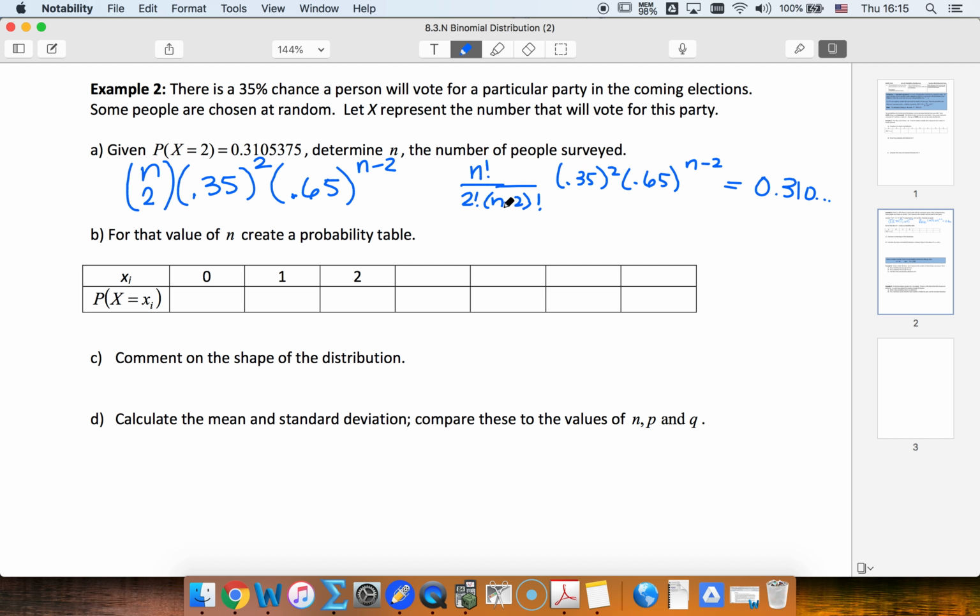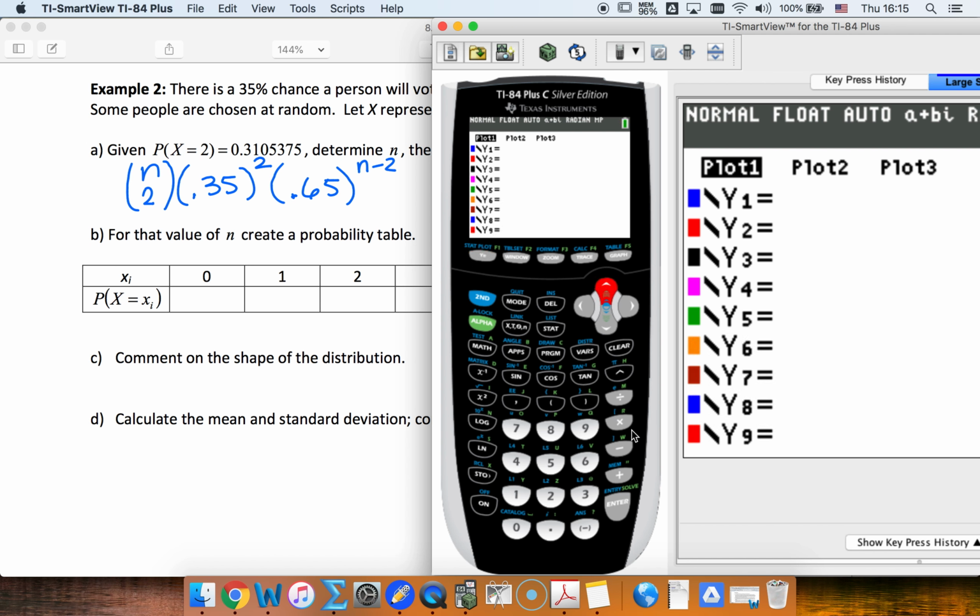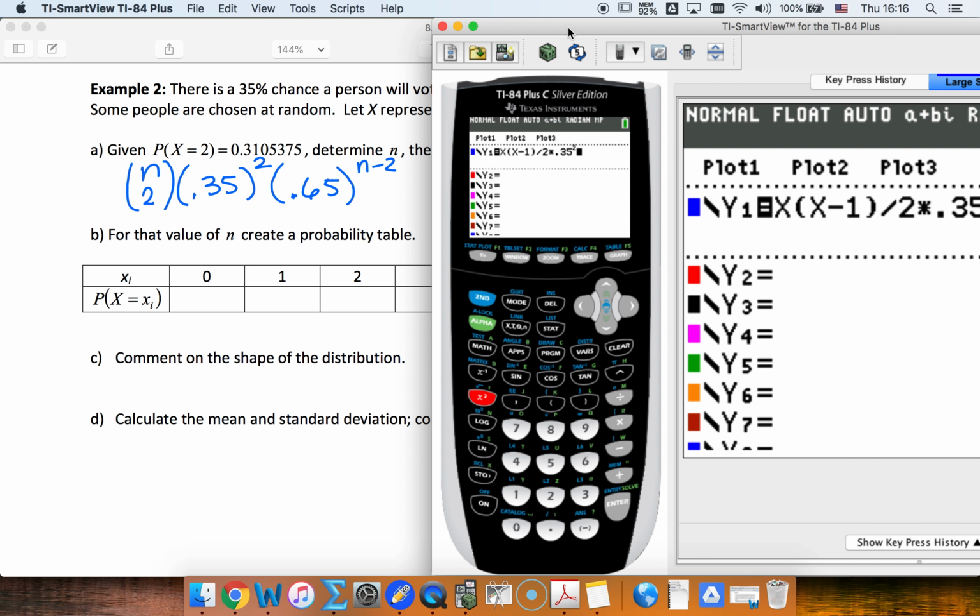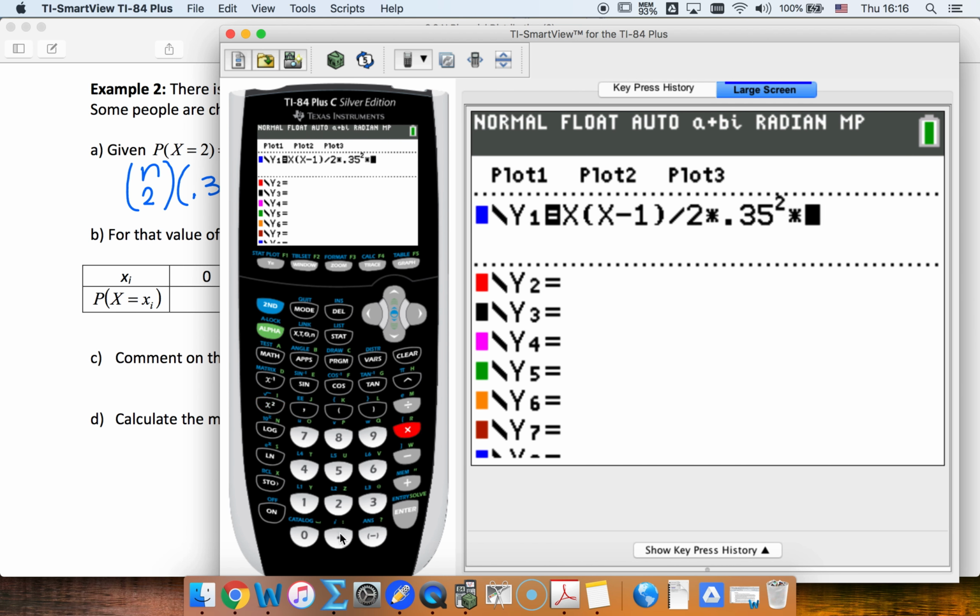This I can simplify. This is going to be N times N minus 1 over 2. That will cancel. So I can come and put this in my calculator. So I'll turn off my plots, and then I'll have N times N minus 1 over 2 times 0.35 squared, whoops, not X, squared, and then times 0.65 raised to the X minus 2.